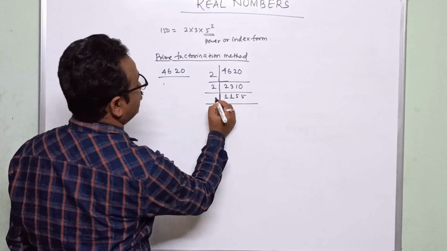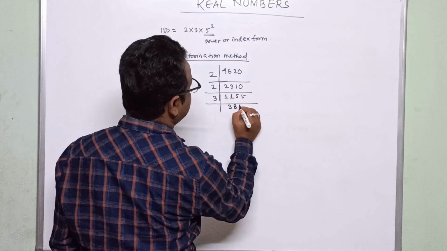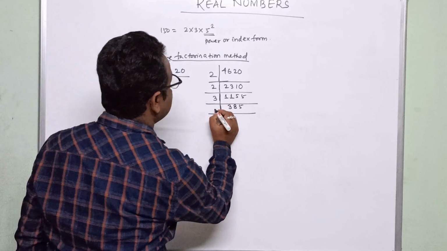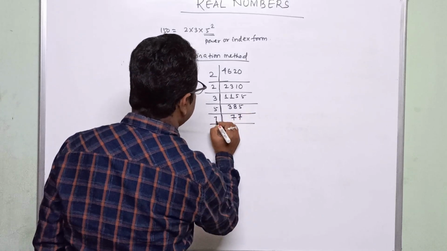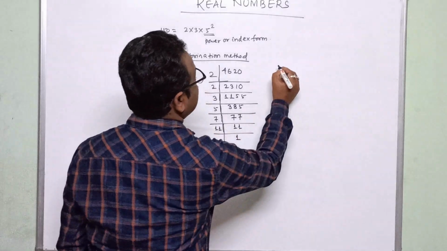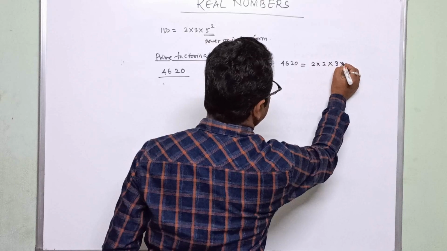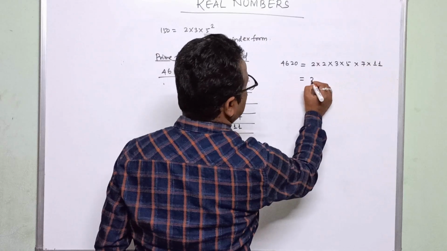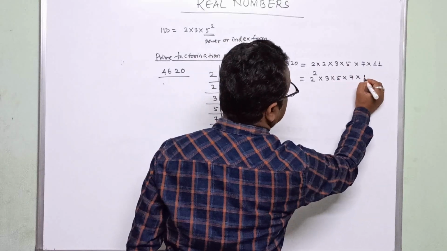Yes, because the digit sum is 12. 1155 divided by 3 gives 385. Can it be divisible by 3 again? No. So divisible by 5, giving 77. Then divisible by 7, giving 11. Divisible by 11, giving 1. So you can write 4620 is equal to 2 into 2 into 3 into 5 into 7 into 11, that is equal to 2 square into 3 into 5 into 7 into 11.